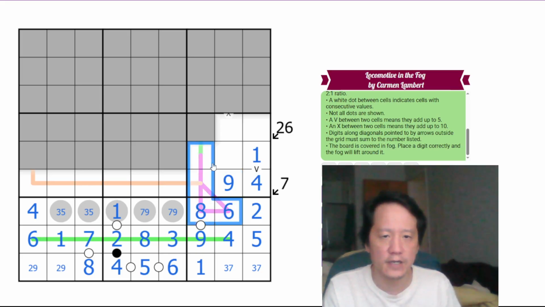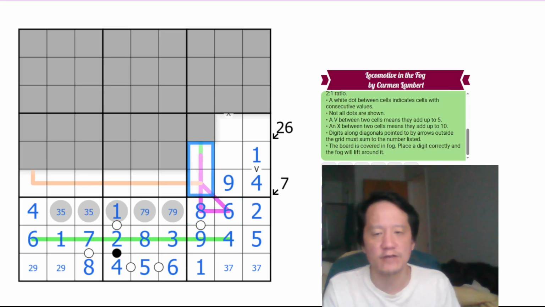These are consecutive and form a Renban for 4 in length. So this has to be 5 and 7 because we cannot have 9. So the only possible combination for this Renban is 5 and 7. This is odd, which makes this even, which makes this odd. So this is 1, 3, 5, 7. Can't be 5 because of this 5. This can't be 7 because of this 7.